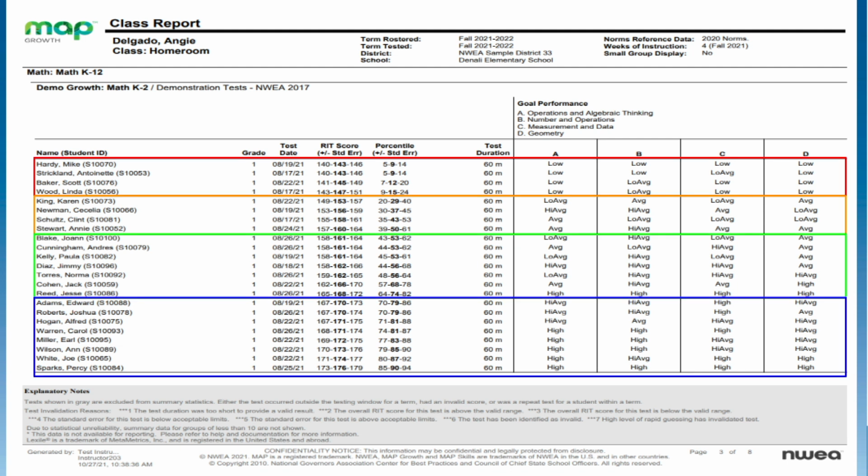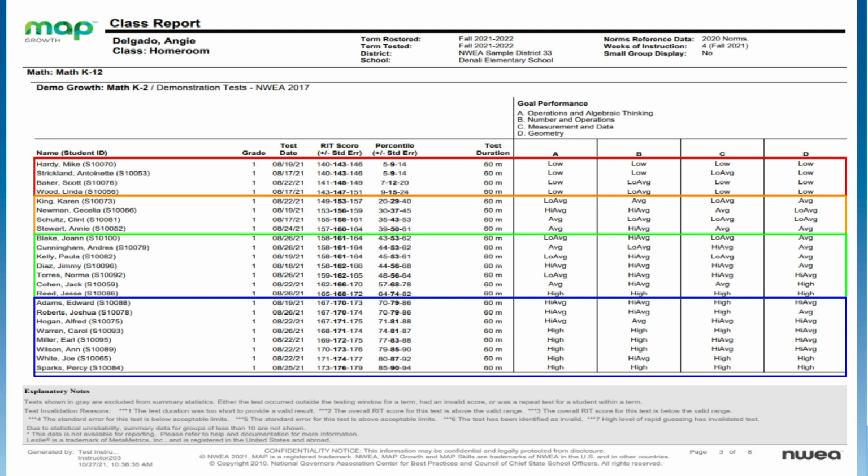There was nothing scientific about the way I did this. I just looked at their scores and boxed off students who were scoring in the 140s versus 150s versus 160s and ultimately 170s. So this is one way I can look at this report and begin to break down student groups to meet the individual needs of those students in the classroom and do some small group instruction.